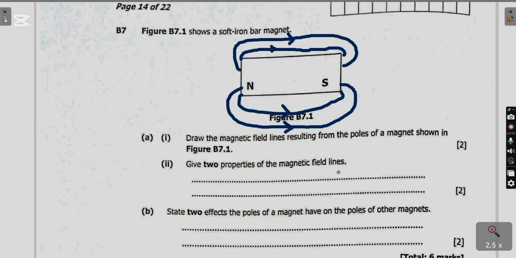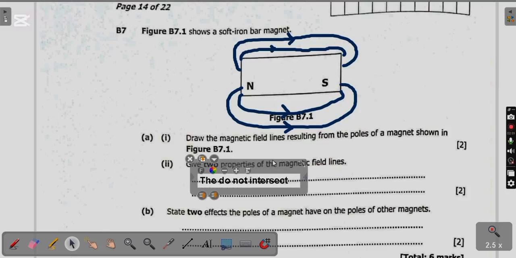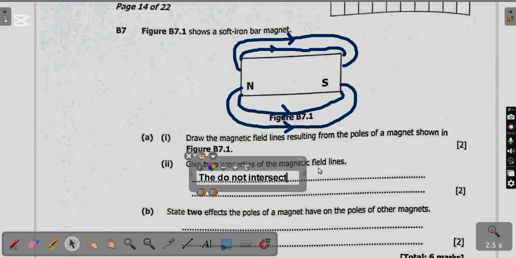State two properties of magnetic field lines. There are two properties that these magnetic field lines all have. The first property, number one, is that they do not intersect. I'm going to put this one here.